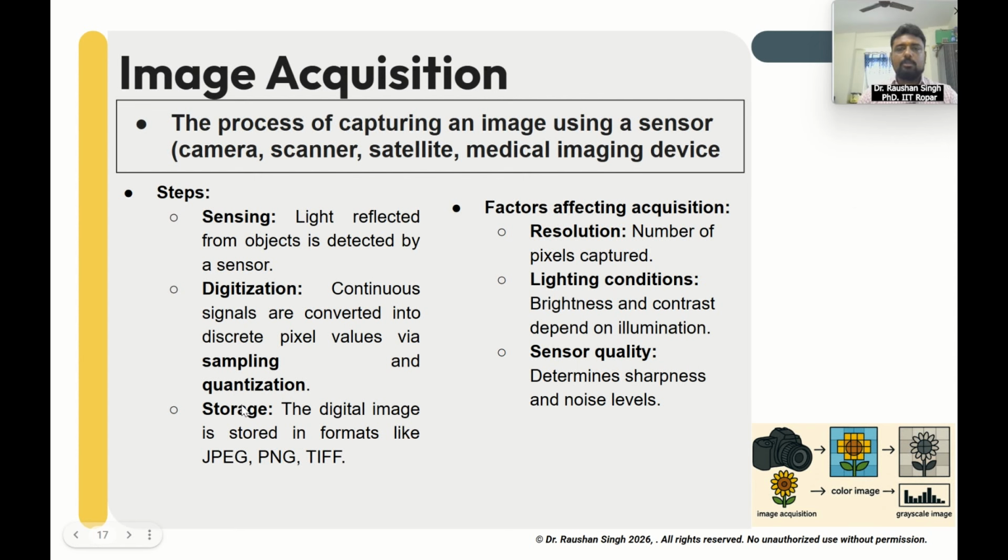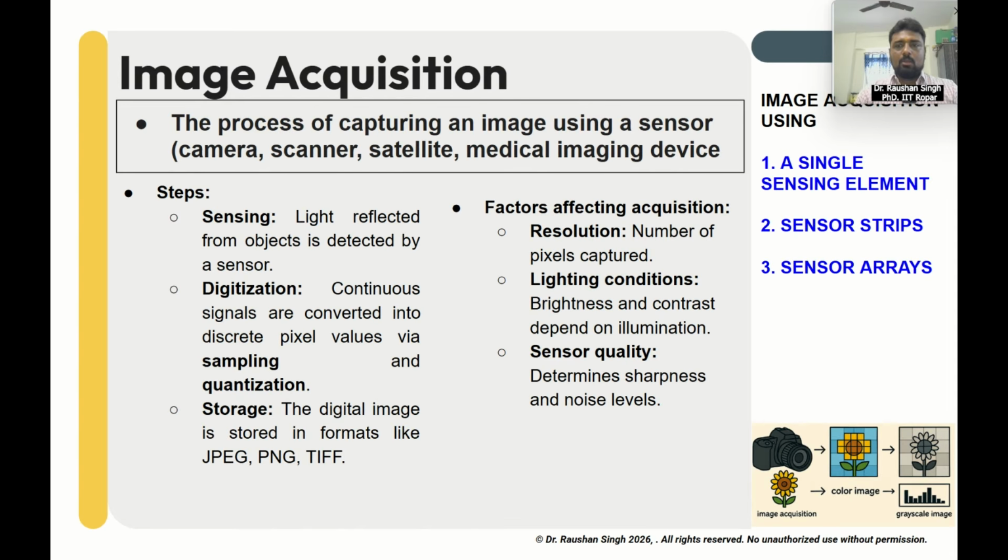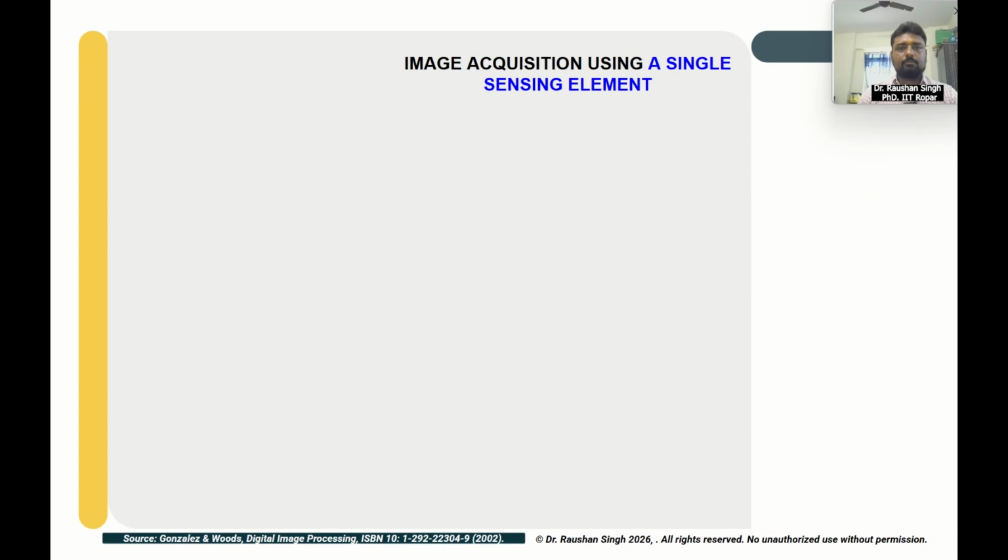These are the factors that affect the quality of the image: resolution, lighting condition, and sensor quality. If your camera is better, it will be able to get better quality of image. Now this can be done mainly with three different techniques. The first is a single sensing element, where the information can be captured based on a single sensing element. The second is sensor strips, and the third is sensor arrays. So let's see how it's done in detail.